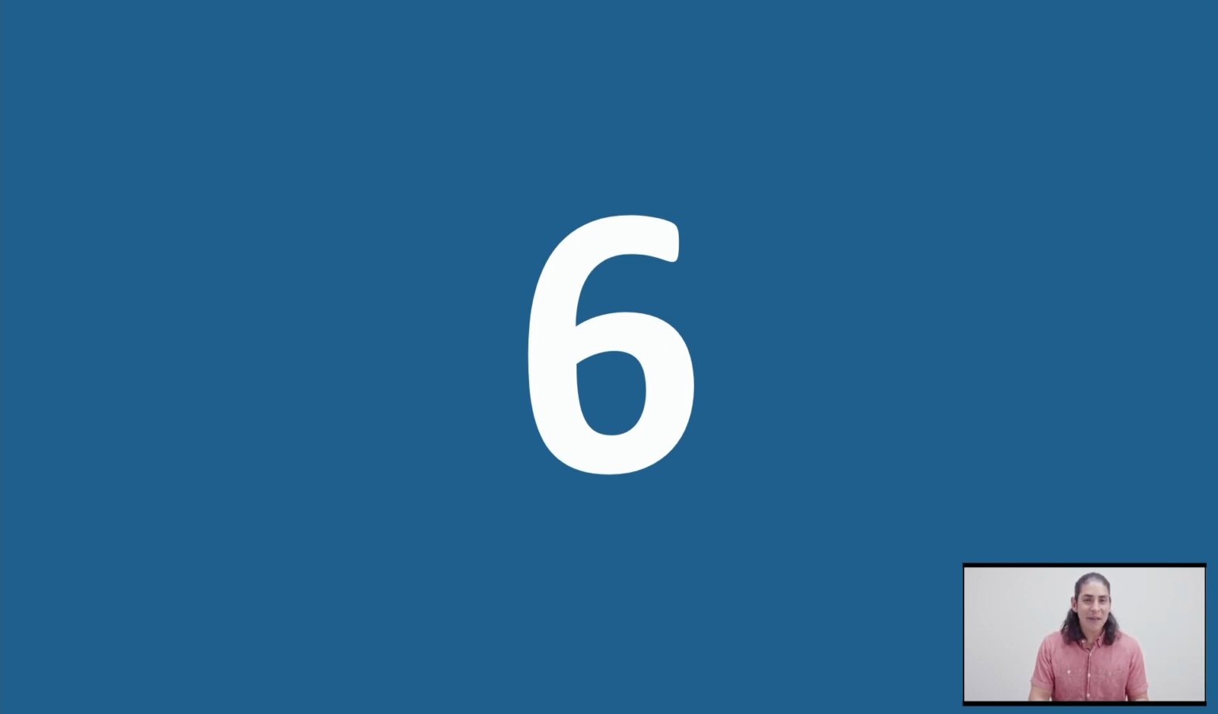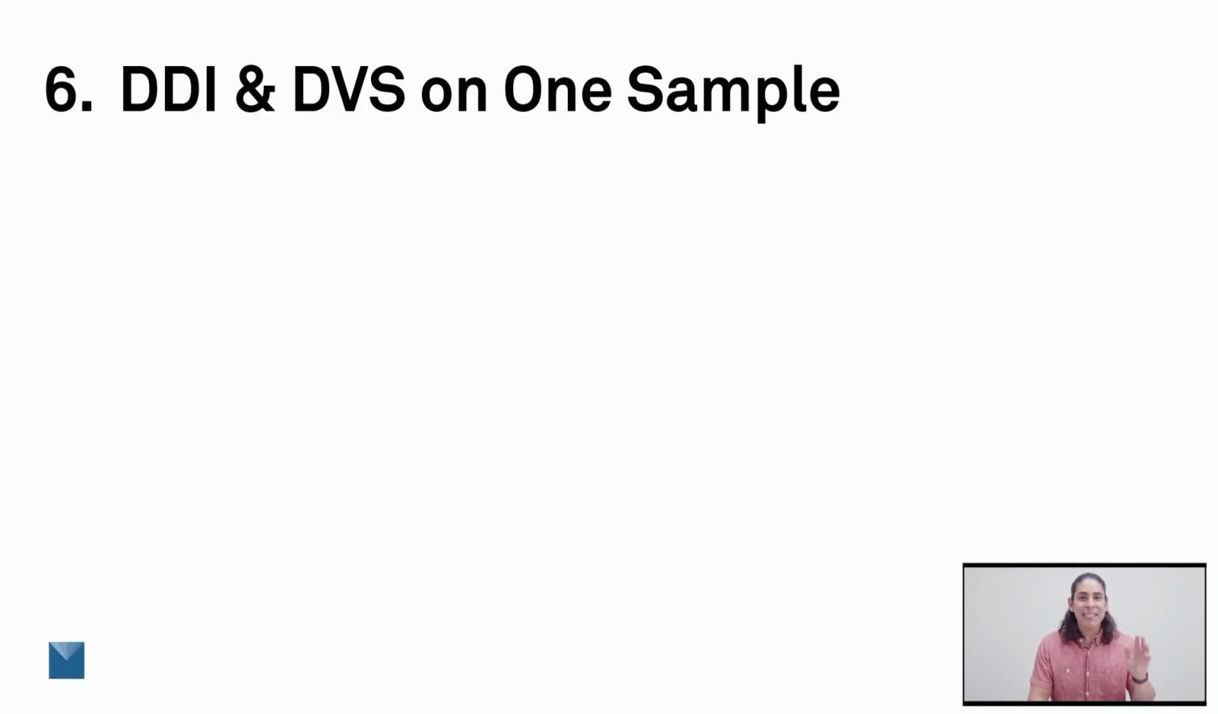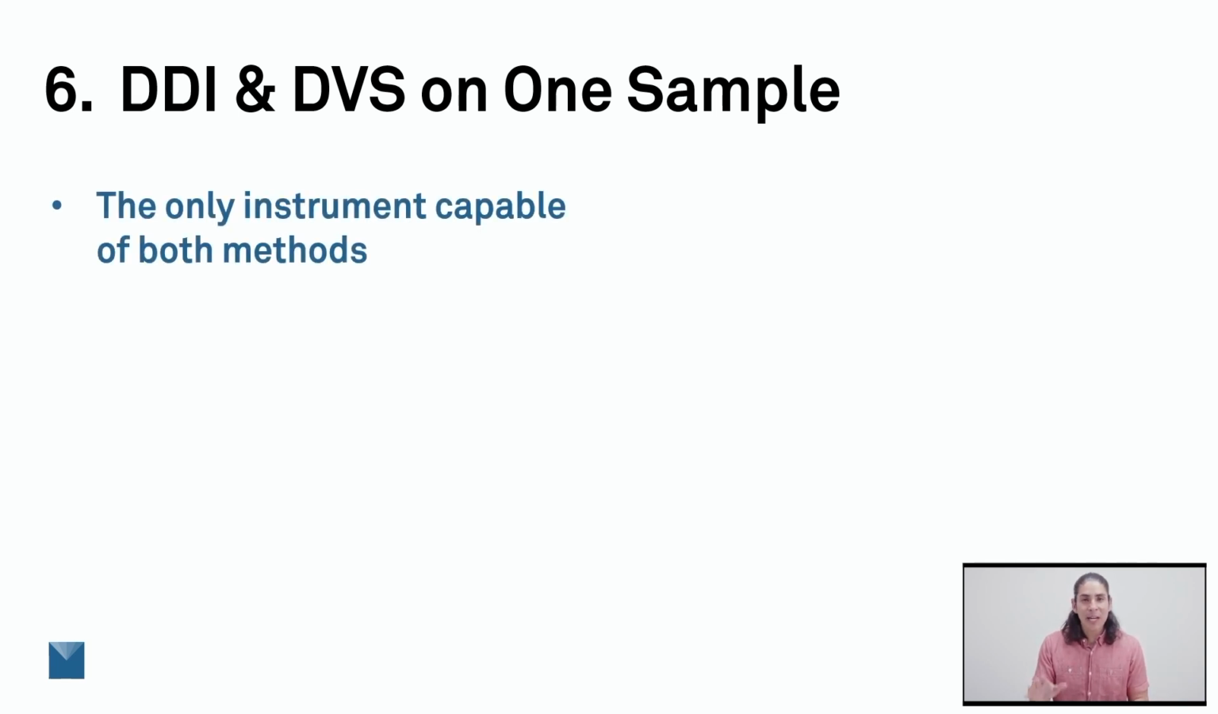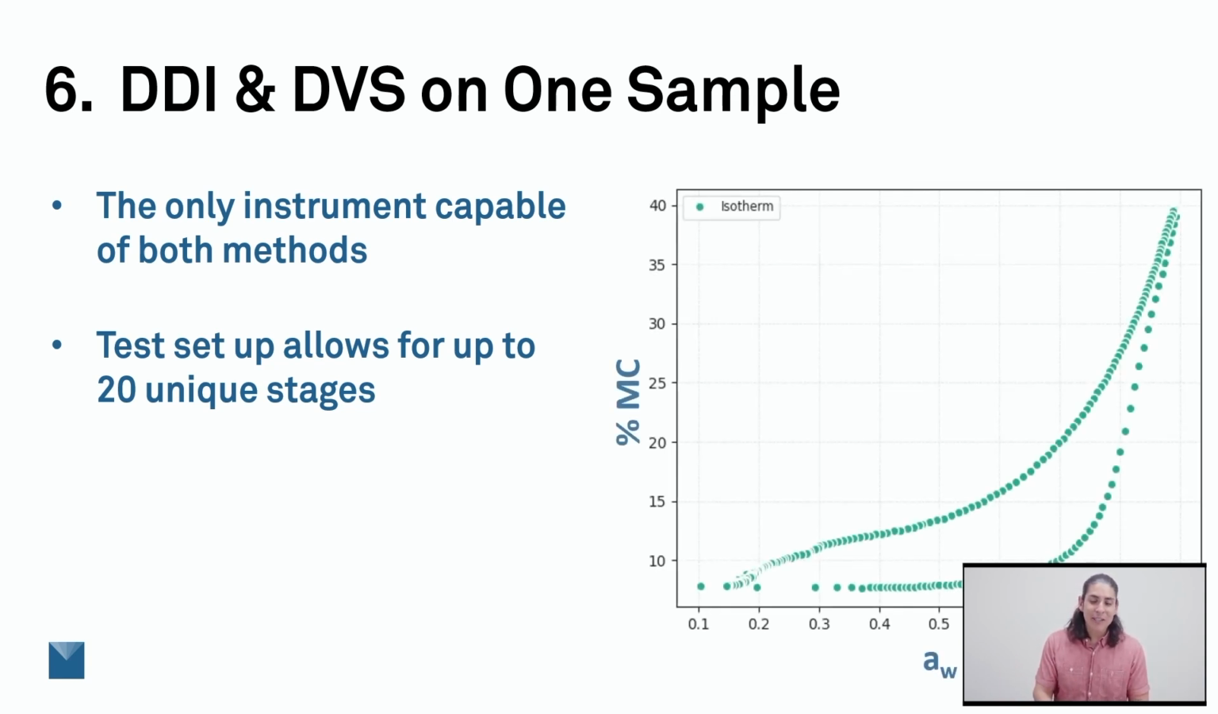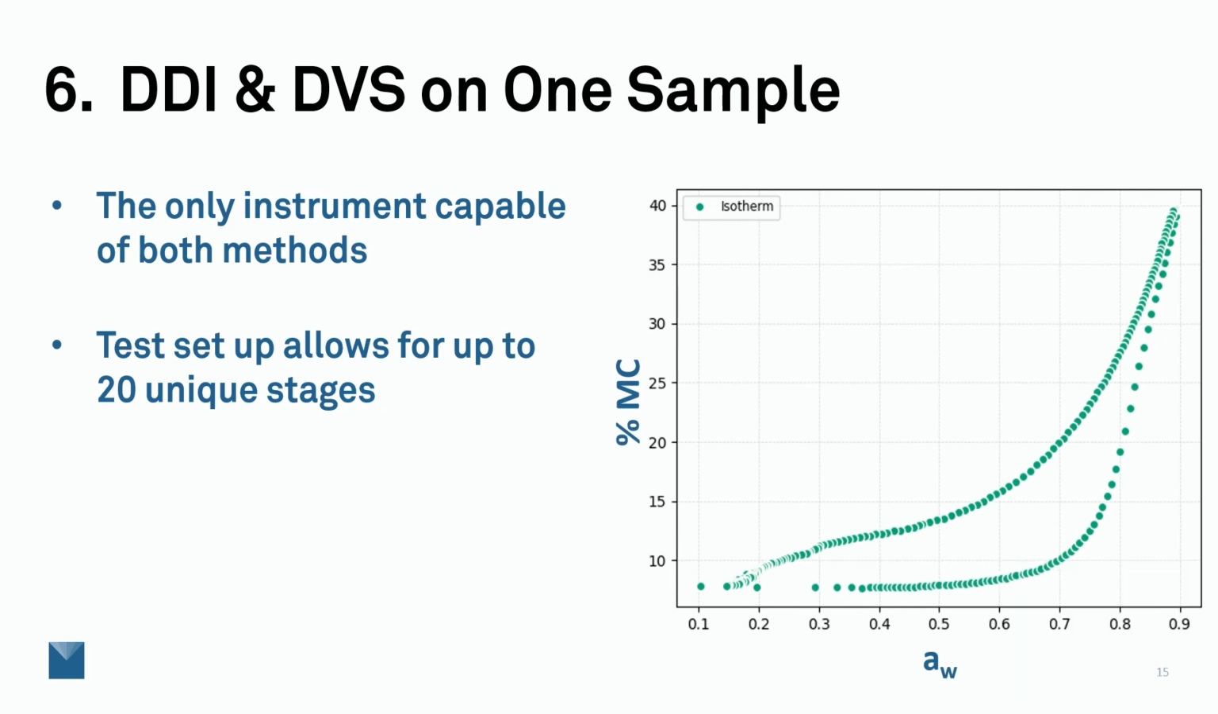All right, the sixth fact about the AQUALAB VSA is that the DDI and the DVS method can be used on the same sample. So this is the only instrument that is capable of both methods, and the test setup allows you to set up for at least 20 unique stages. Truthfully, I've never seen 20 stages, but you could do up to 20. So let's look at an example using 3 different stages.